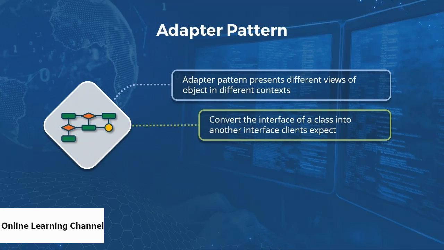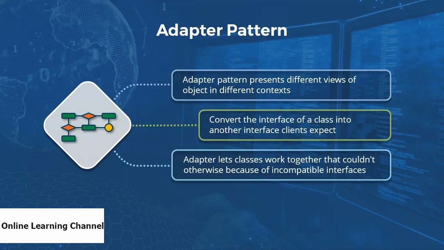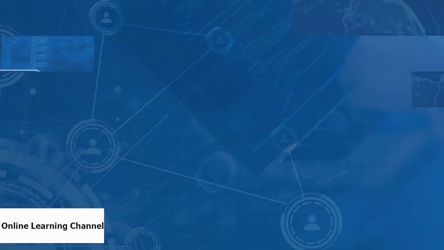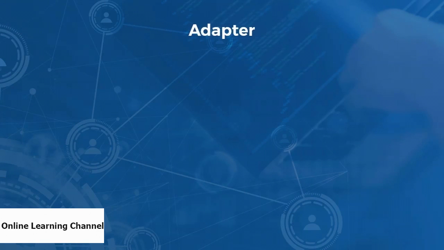The adapter pattern lets classes work together that could not otherwise because of incompatible interfaces. As its name suggests, the adapter pattern lets you adapt your interface so that previously incompatible services can now talk to one another. Let's see a very simple visualization of how the adapter design pattern might work.